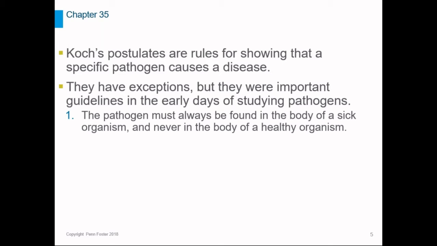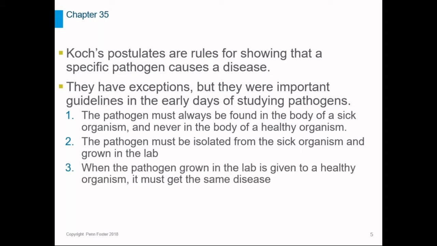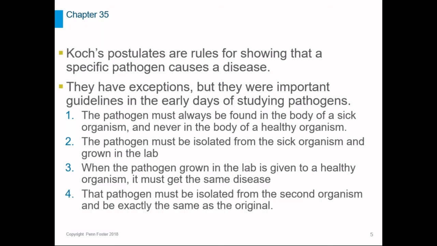First, the pathogen must always be found in the body of a sick organism and never in the body of a healthy organism. Then, the pathogen must be taken away from the sick organism and grown in a lab, then introduced to a healthy organism, and then it must get the same disease. So you're showing that you could take that pathogen and make someone sick that used to be healthy. And then the 4th step, you take that second person that you just made sick and be able to isolate the same pathogen from them and show that it's the exact same as the original.